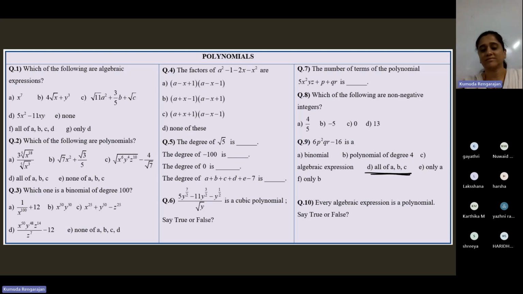Every polynomial is an algebraic expression. That is true. Every polynomial is an algebraic expression. True. Every algebraic expression is a polynomial. False. If the algebraic expression has to be a polynomial, we'll have to check the powers of the variables. They all have to be whole numbers. Only then the algebraic expression is a polynomial.